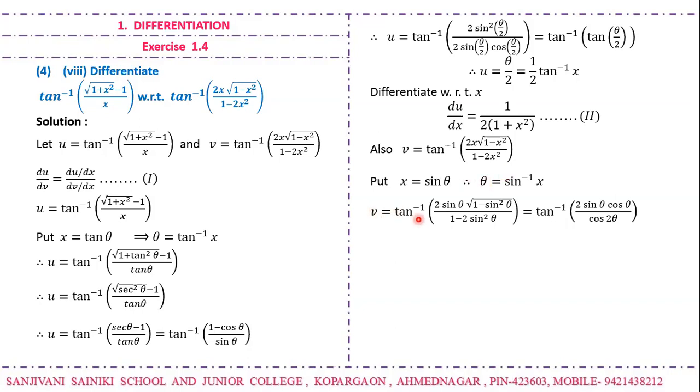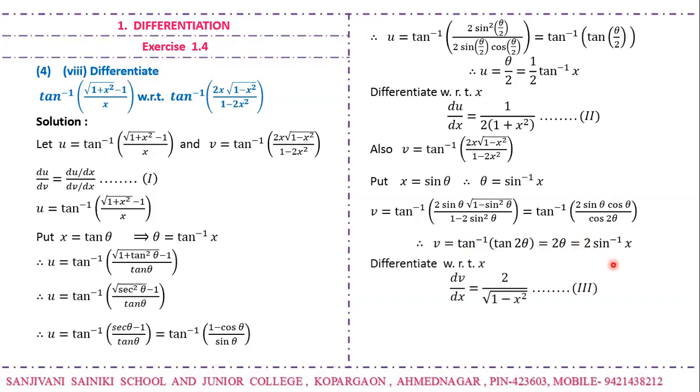v is equal to tan inverse of 2 sine theta root 1 minus sine square theta upon 1 minus 2 sine square theta. But 1 minus 2 sine square theta is cos 2 theta. And 1 minus sine square theta is cos square theta. Its root is cos theta. Again, 2 sine theta cos theta is sine 2 theta. So sine 2 theta upon cos 2 theta is tan 2 theta. So after simplification, you will get v is equal to 2 theta, that is 2 sine inverse of x. Differentiate with respect to x. dv by dx is 2 upon root 1 minus x square.